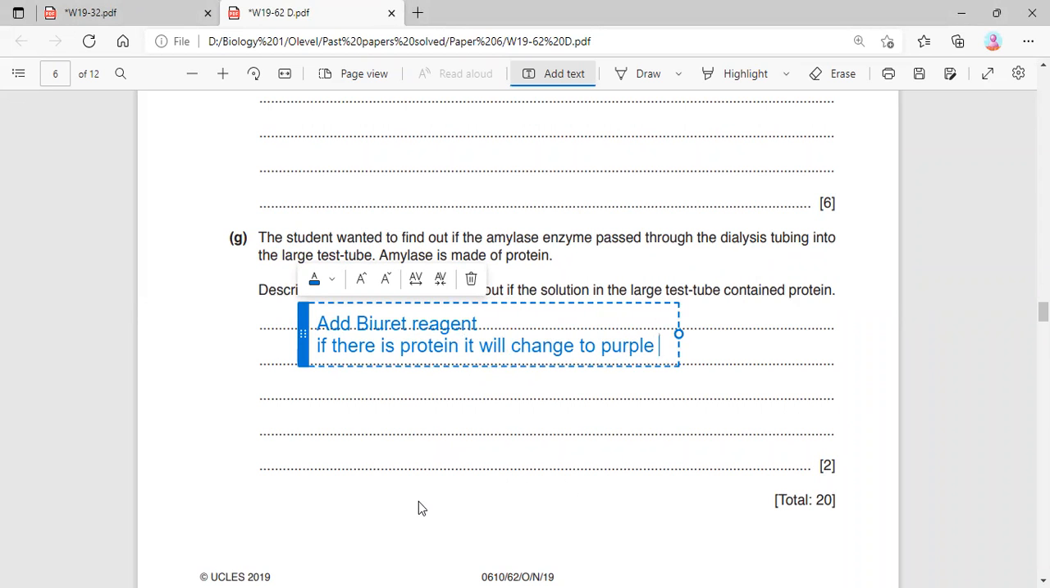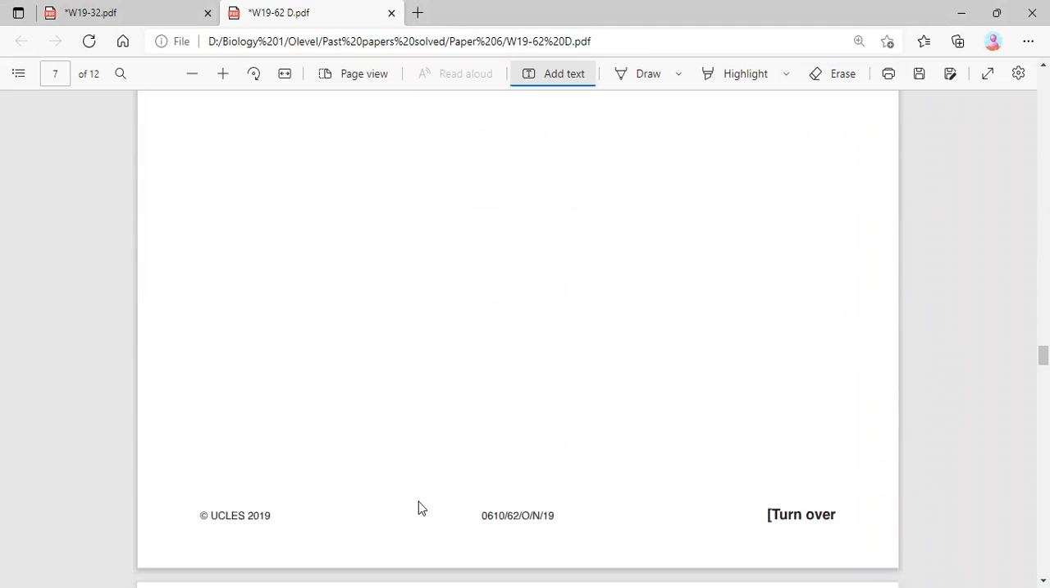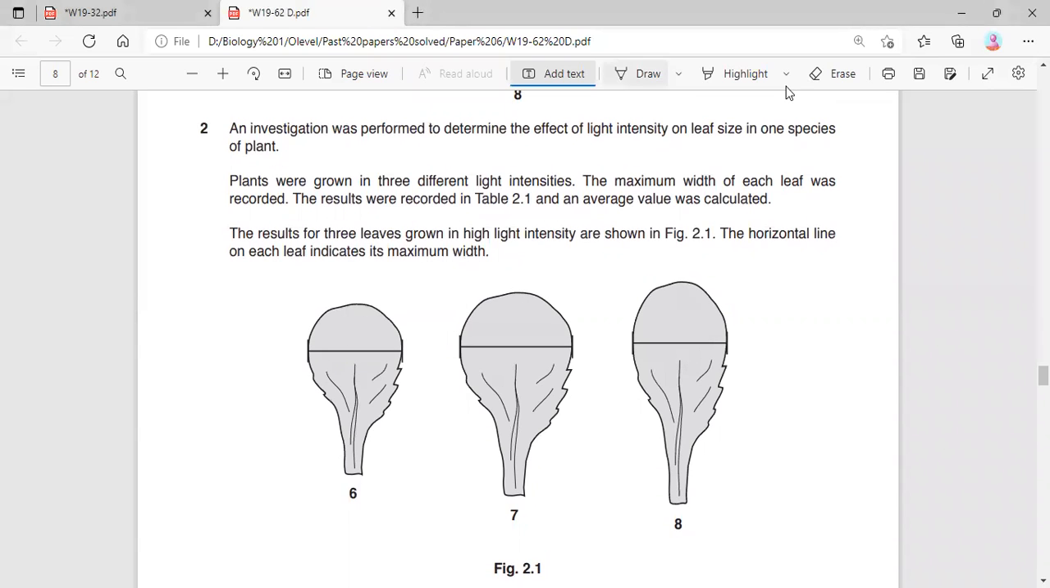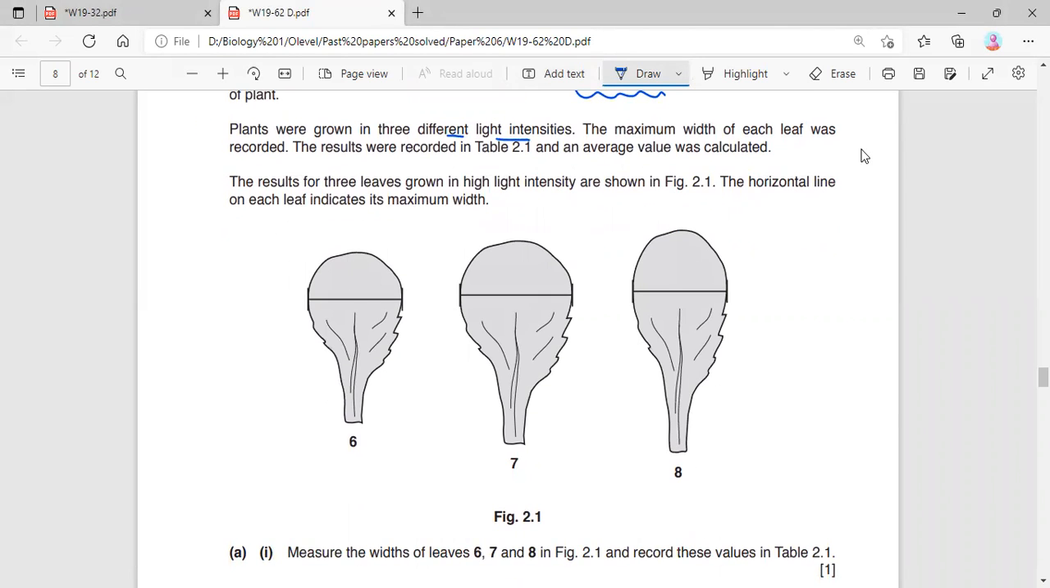Okay. This is it for question 1. Let's see about question 2. An investigation was performed to determine the effect of light intensity on the leaf size. You want to see if you change the light intensity, what will happen to the leaf size. So this is the factor changed. The light intensity is the factor changed. Okay. Plants were grown in 3 different light intensities.